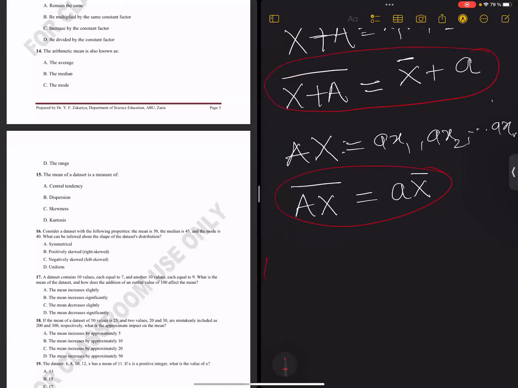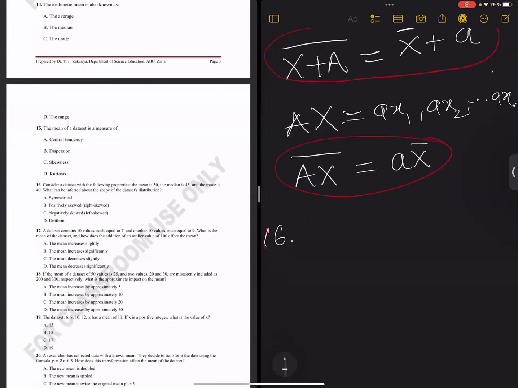So question number 16. Let me change my pen back to white. Problem number 16. Look at this attentively. Consider a data set with the following properties. The mean is 50. The median is 45. And the mode is 40. What can be inferred about the shape of the data set distribution? A, symmetric. B, positively skewed. C, negatively skewed. D, uniform.